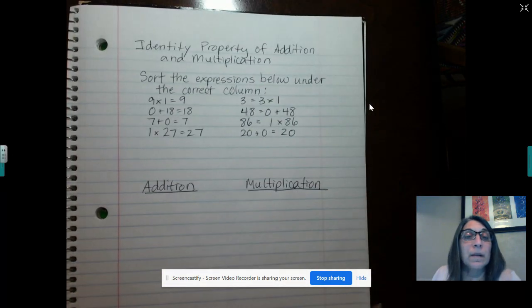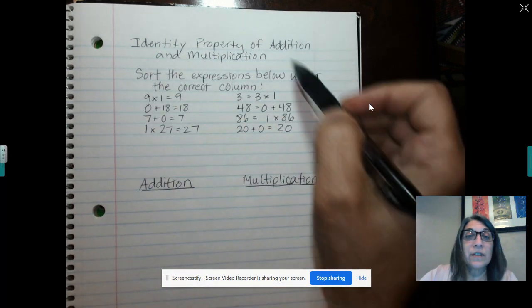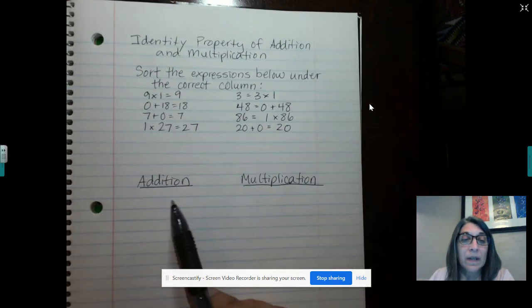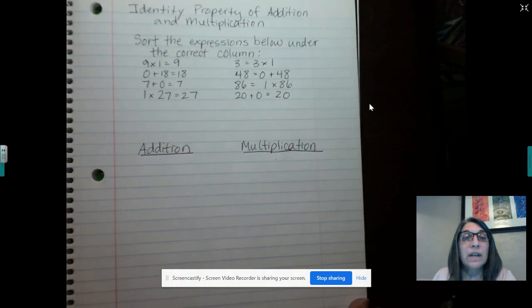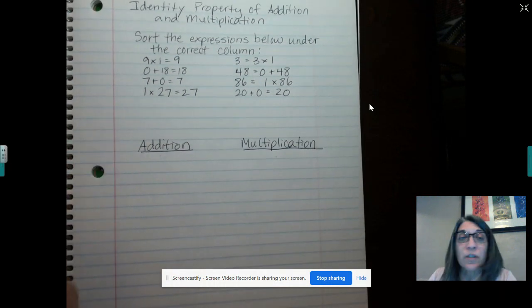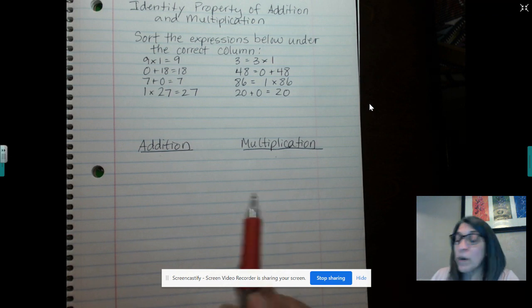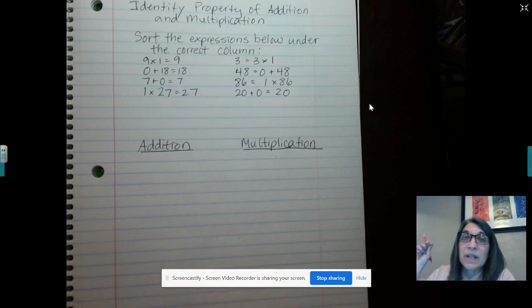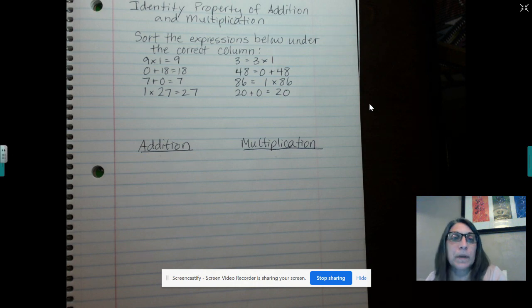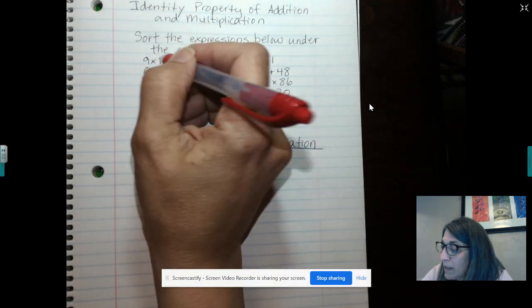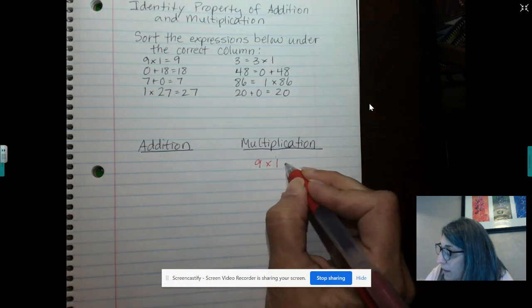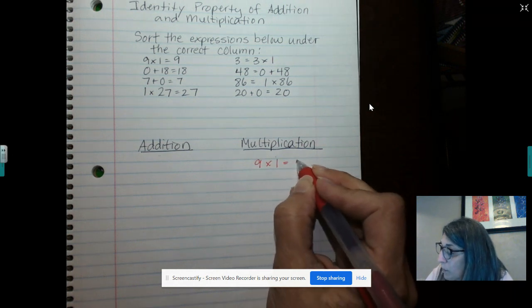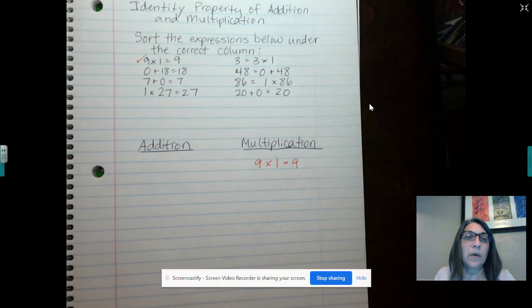And you don't have to write all of these instructions down. I wrote them ahead of time to save time. But just make 2 columns, addition and multiplication. And then there are 8 problems up here, and I just want you to sort them by which one they are representing. Are they representing the identity property of addition or the identity property of multiplication? So like this first one, 9 times 1 equals 9. That would be an example of the identity property of multiplication. I'm just going to check it off so I know I already did that.